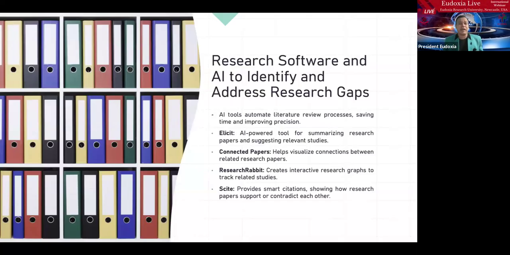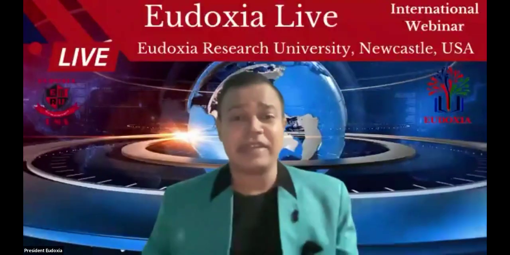We are using some software, and the use of technology is very important while we are driving our research in a realistic manner and we want to publish our research in the top journals. So we can go with Elicit, Connected Papers, Research Rabbit, or Scite also. I will show you how it is useful and why we need to go with different technology and different research software for our qualitative research design.